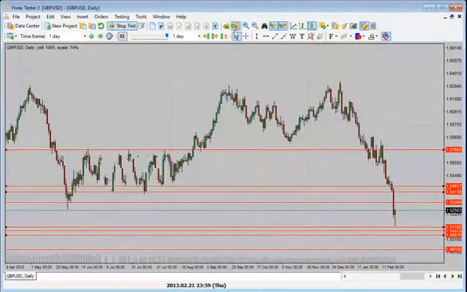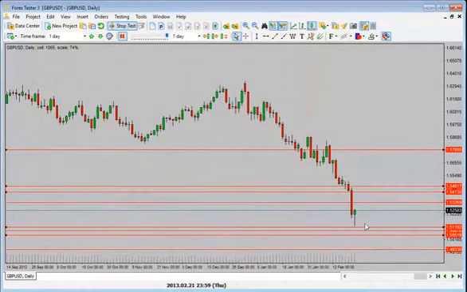Price had gone into our support level, and now we have a bullish pin bar. So let's take a look at what happens here. All right, here we have a bullish pin bar. What do you expect? Where do you expect the price to go from here?